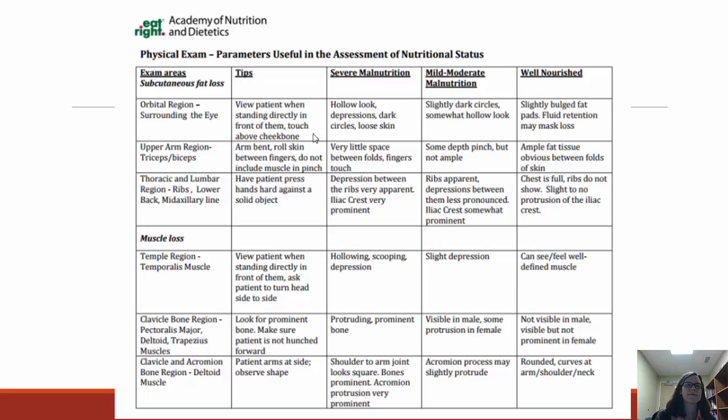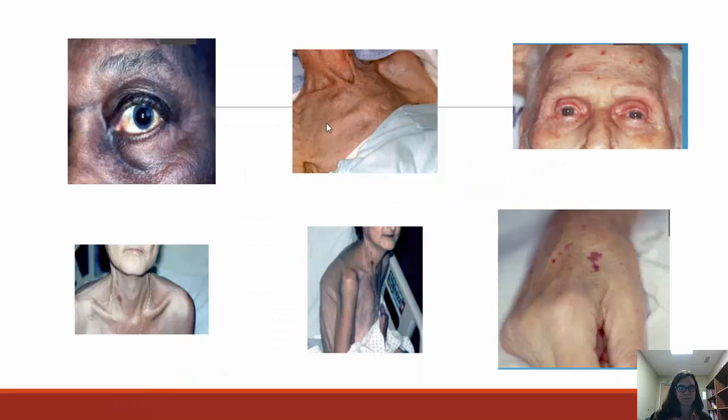This chart demonstrates the specific areas that you examine on a patient during their physical assessment and how they would look in different stages of malnutrition. I'm going to go to the next slide here because I have some pictures that will hopefully help demonstrate this a little bit better.